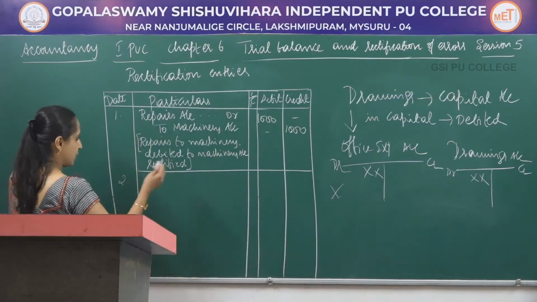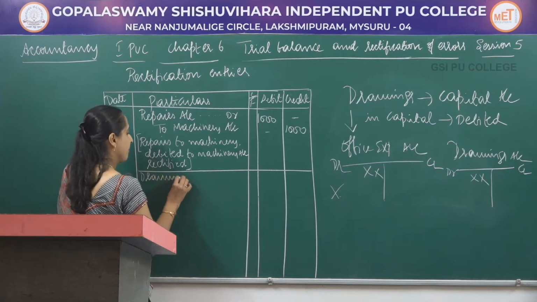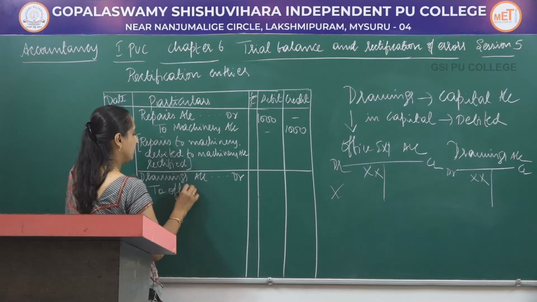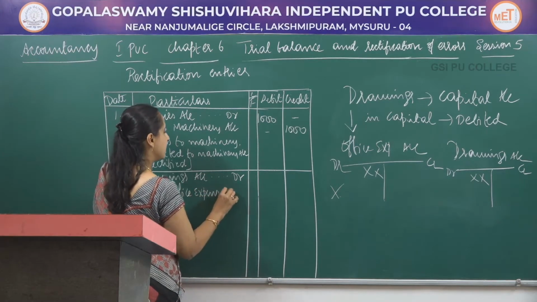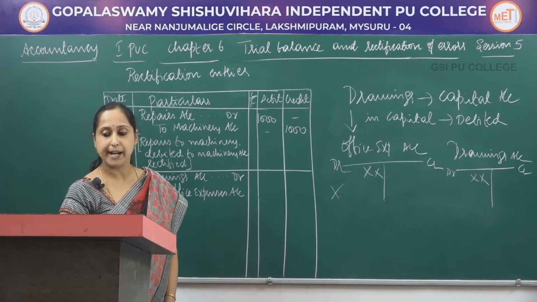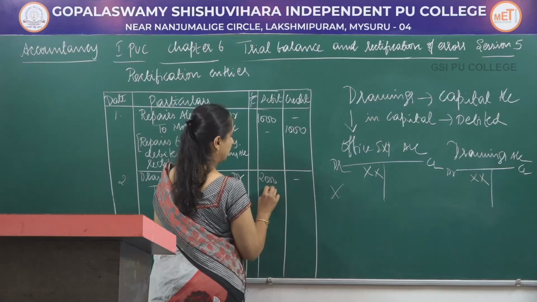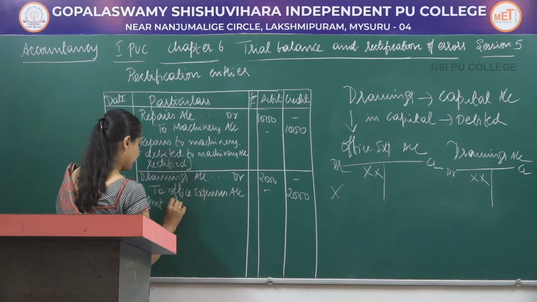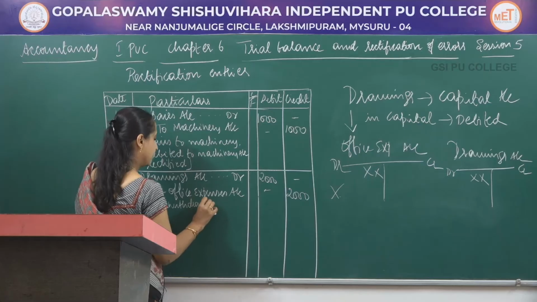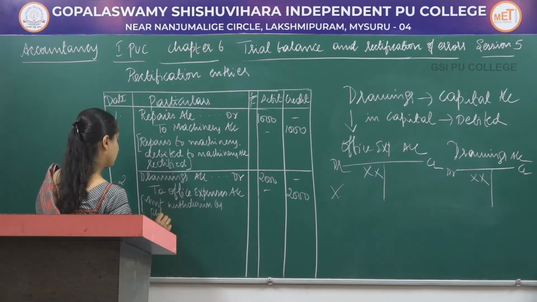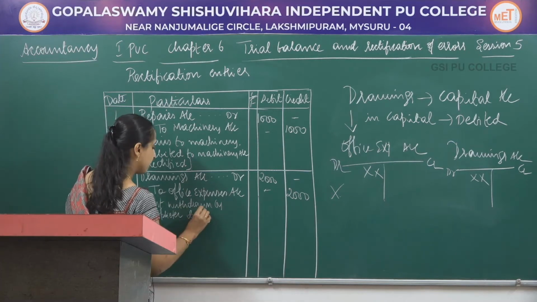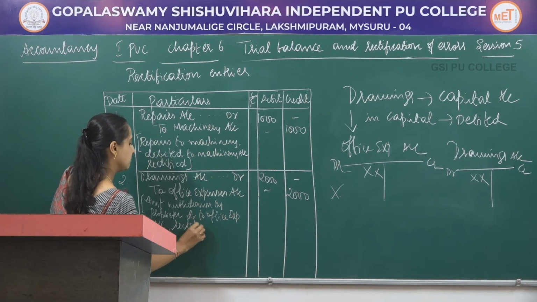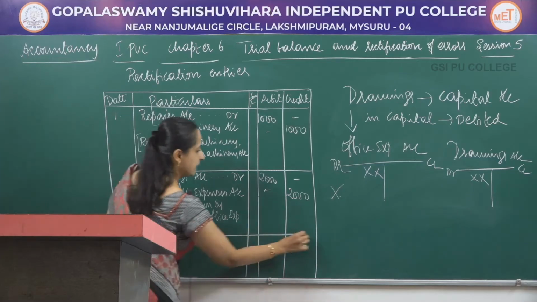So let's write the journal entry. Drawings account debit to office expenses account, and the amount is 2000, being amount withdrawn by proprietor debited to office expense account, rectified. So this is the second journal entry.